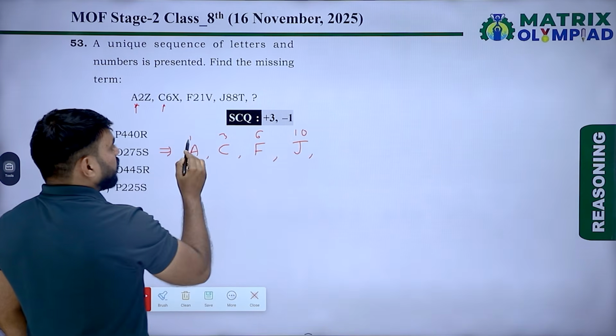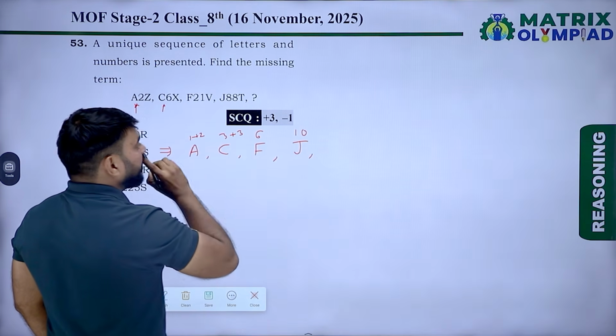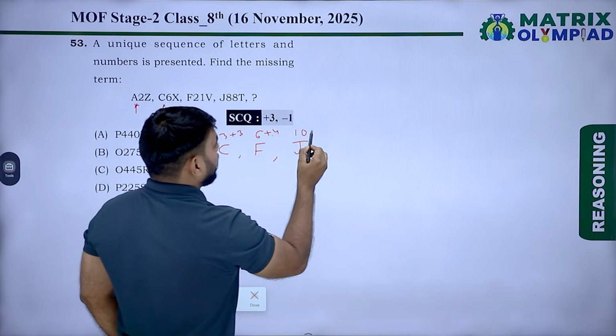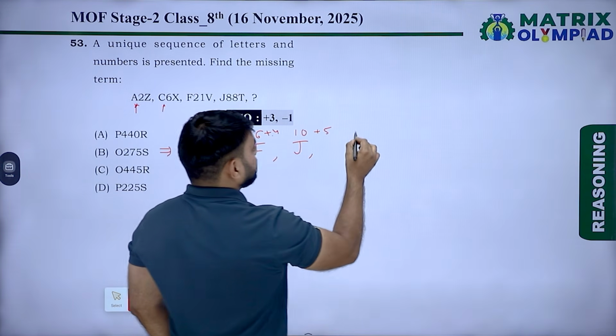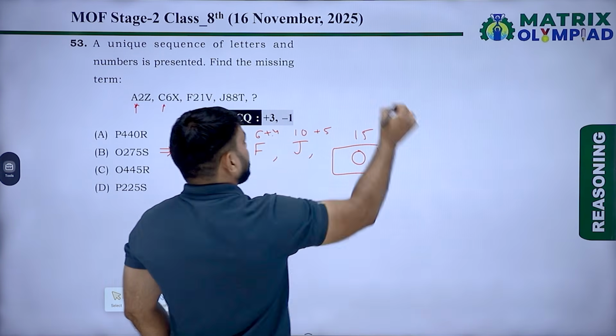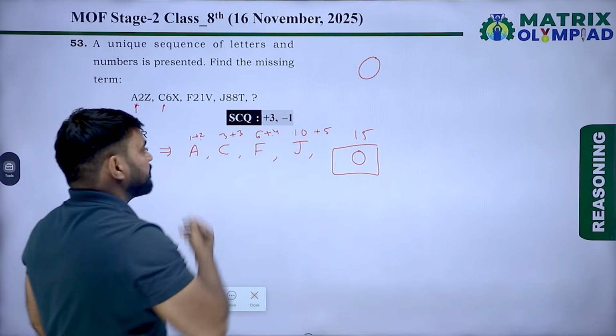Now check the pattern. 1 to 3 it means adding 2, 3 to 6 it means adding 3, 6 to 10 it means adding 4. So pattern is plus 2, plus 3, plus 4, now plus 5. So plus 5 it means 15. So 15 it means O, because place value of O is 15. So first missing letter is O of missing term.